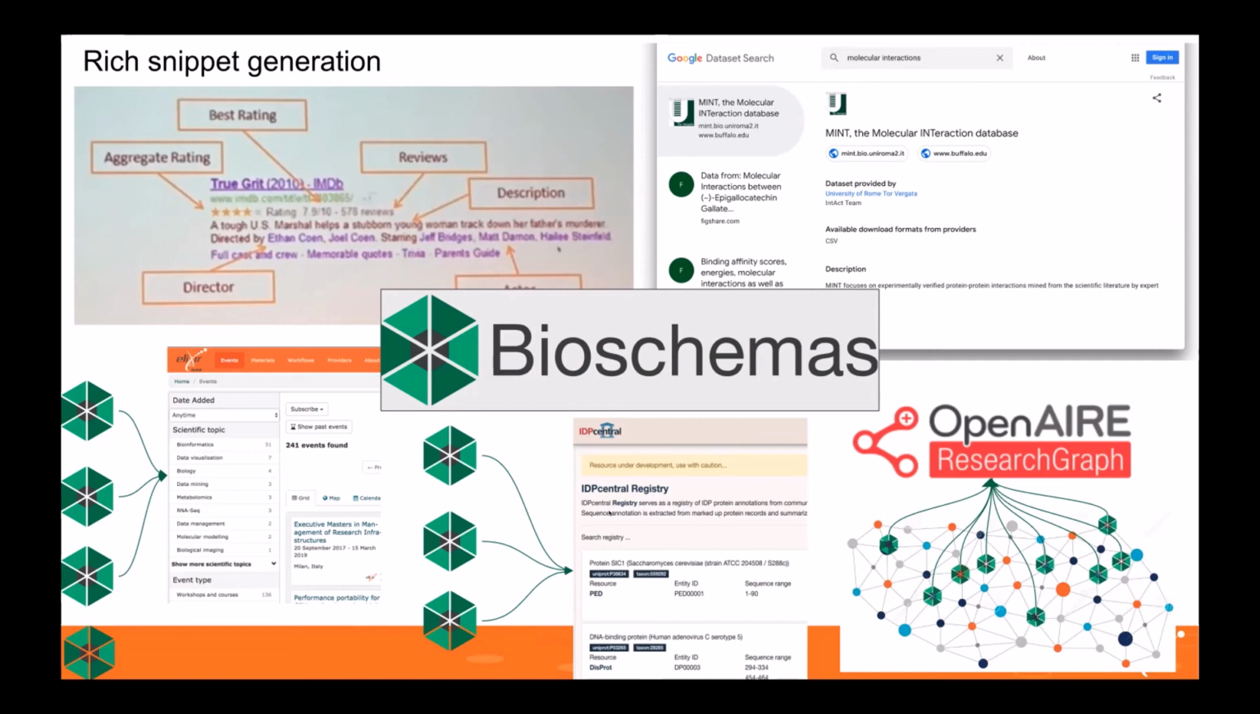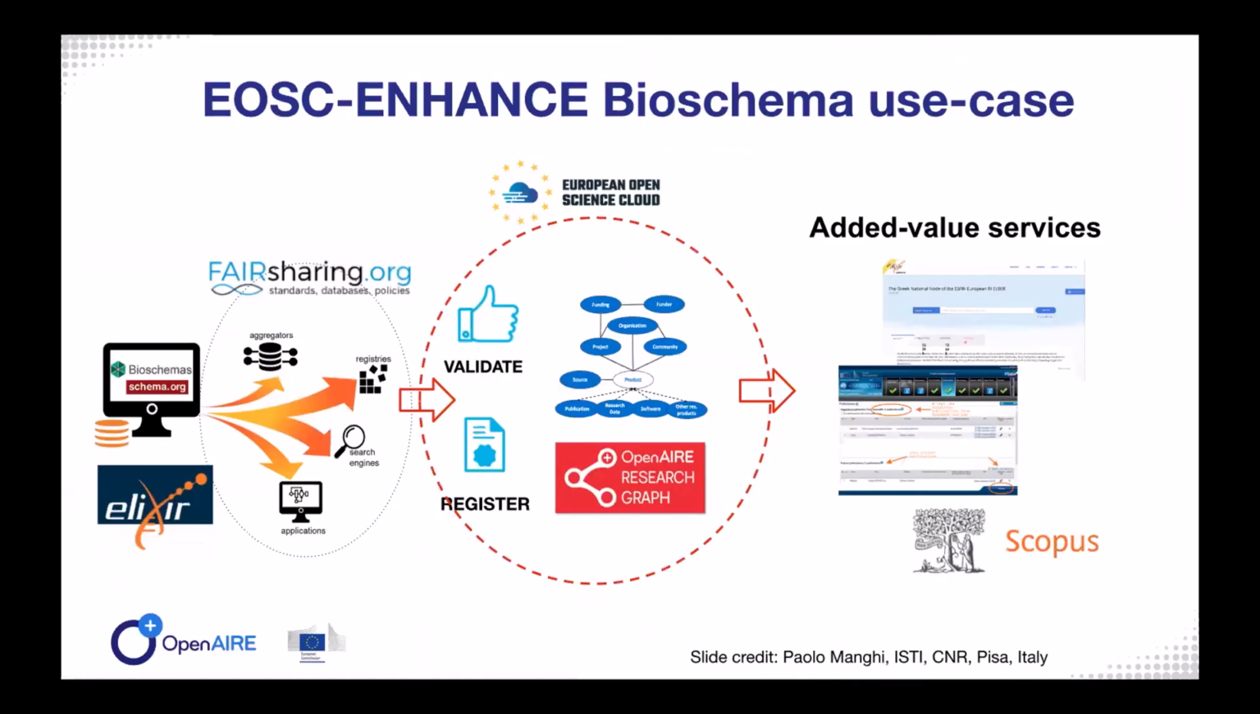And the other area is in the OpenAIRE research graph. And the idea here is that OpenAIRE would be able to extract the markup from the various sources, feed it into their research knowledge graph, and then that can be used to interlink and search across, so adding value to other services.